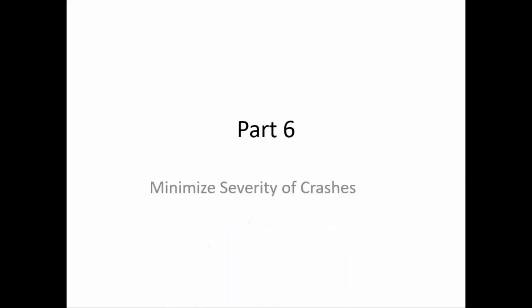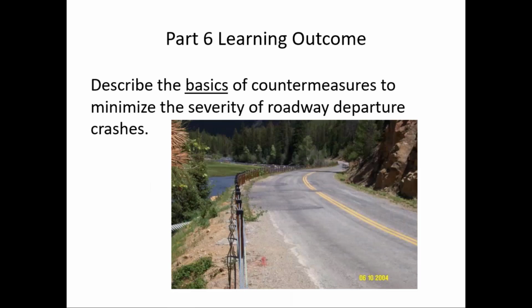Well, that brings us to part 6, which is our final part. I think we're right on time here. We should be able to cover everything. Now we're to the point of what happens if the vehicle does leave the road and strikes something on the roadside. How can we minimize the severity of those crashes? So in this part, we want to describe the basics of countermeasures to minimize the severity of roadway departure crashes.